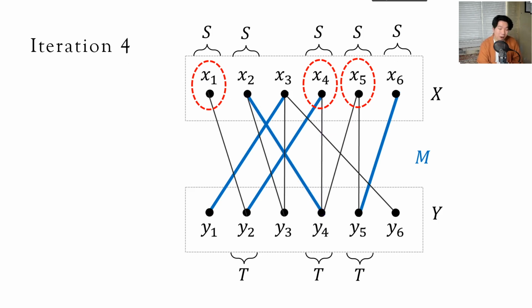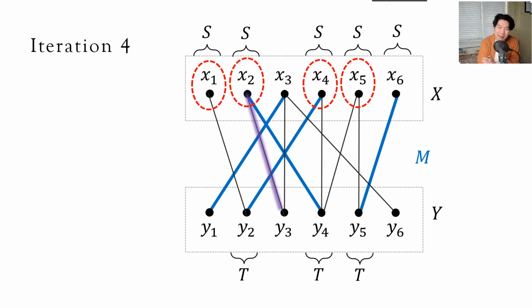Again, I arbitrarily mark one of the remaining vertices of S. Let's choose x2 this time. If I look at x2, I'm going to move down to y via an edge not in my matching. So if I want to follow along an edge not in my matching, I'm going to follow this highlighted edge here. And then I have to look at y3.